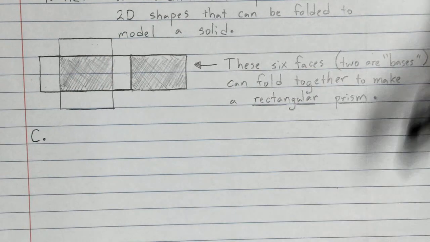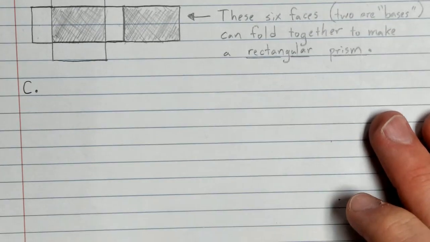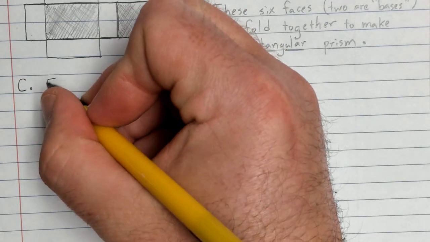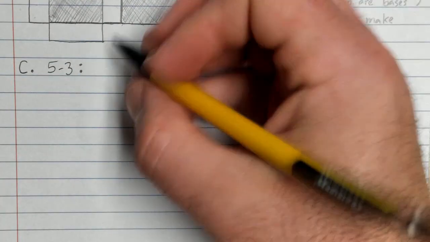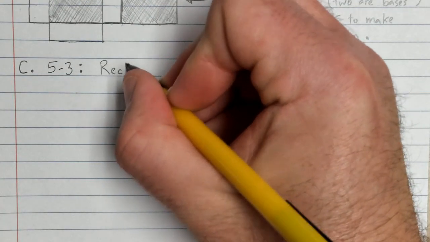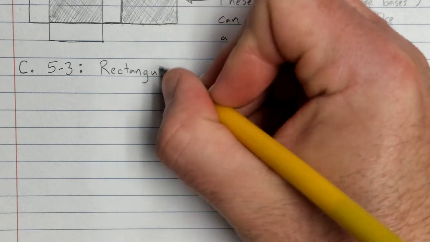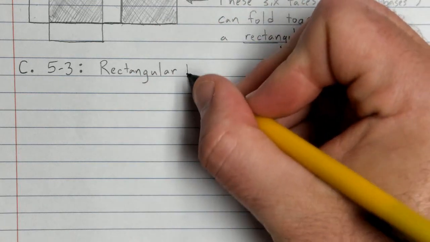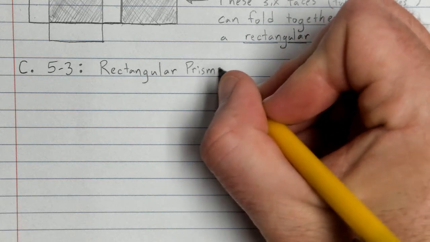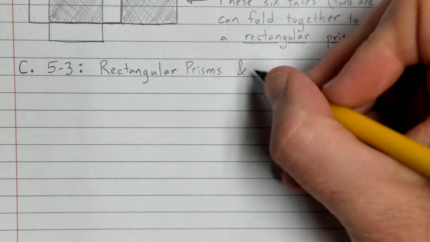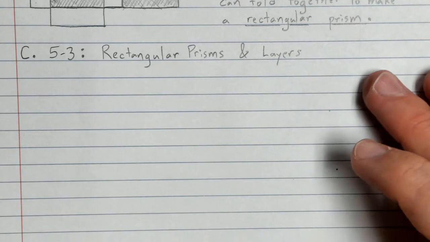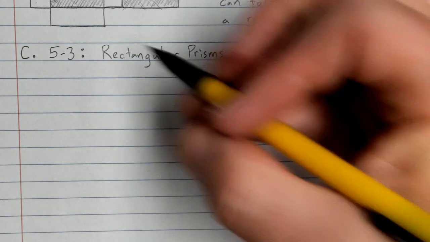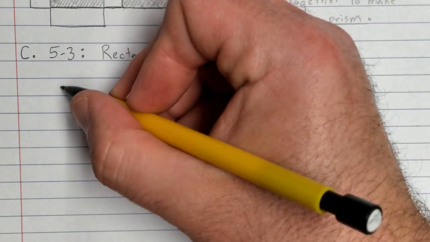Alright, moving right along, let's move on to C, lesson 5-3, rectangular prisms. So there's that terminology again, rectangular prisms and layers. Now for this, go ahead and skip a line.